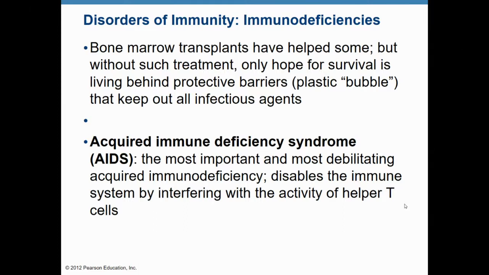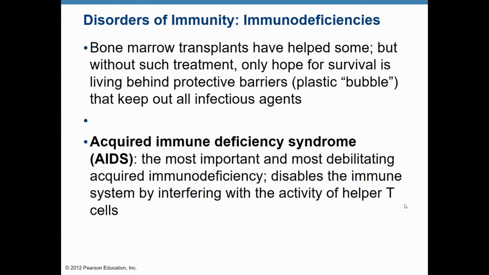Another immunodeficiency is AIDS, acquired immune deficiency syndrome. So this one is not congenital. You're not born with it. It's not coded for in your DNA, but you can acquire it during your lifespan. It is the most important and most debilitating acquired immunodeficiency, and it disables your immune system by interfering with the activity of the helper T cells.